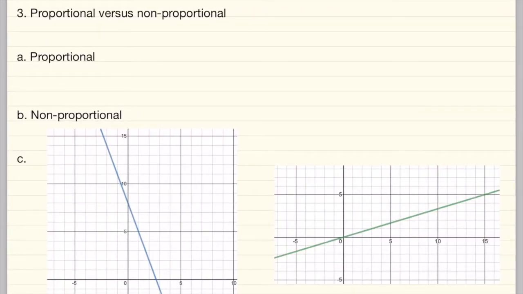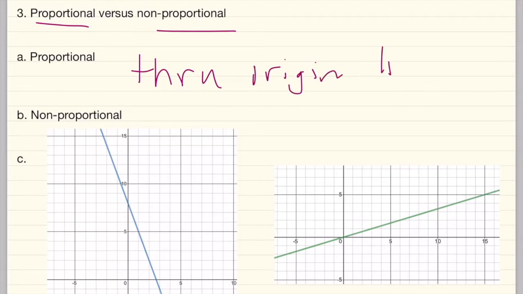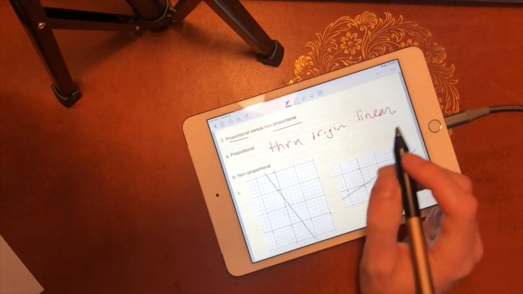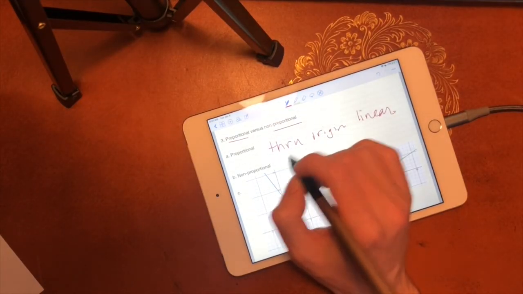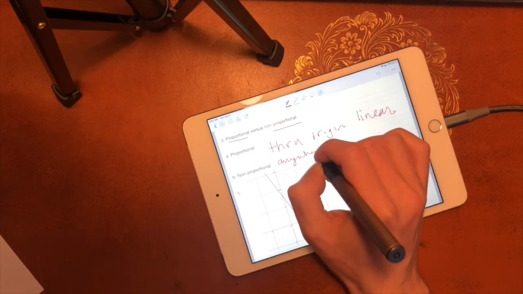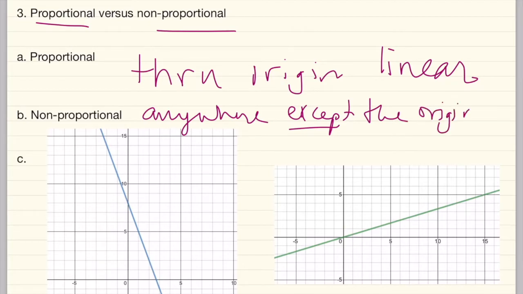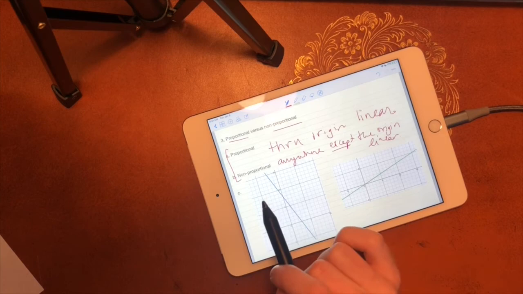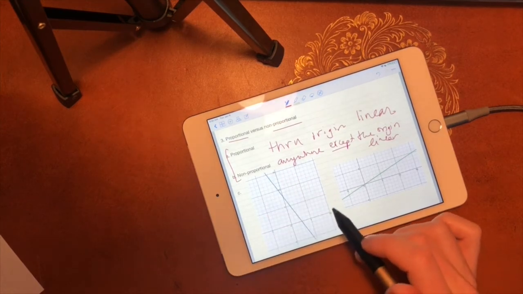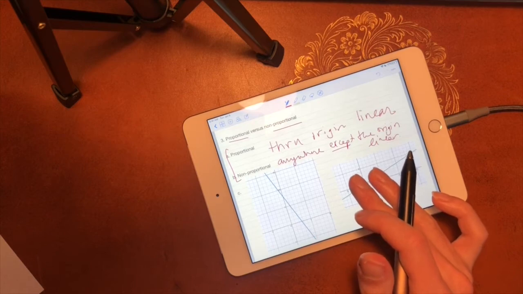All right, other vocabulary words we want to use here are proportional and non-proportional. When we talk about proportional, we're talking about a graph that goes through the origin and is linear. When we talk about non-proportional, well, that means that it goes through anywhere except the origin. However, it's also linear. Both of these are linear, and that's extremely important to remember, that when we use these words, they're only referring to linear functions. There are functions that don't make lines, they're not linear, but we wouldn't use these words to talk about them.